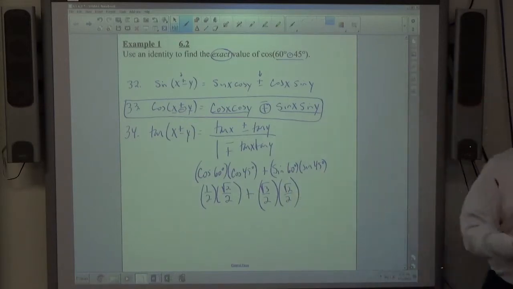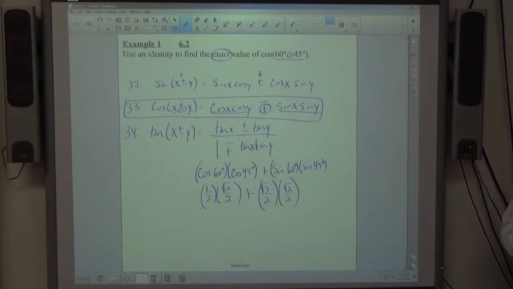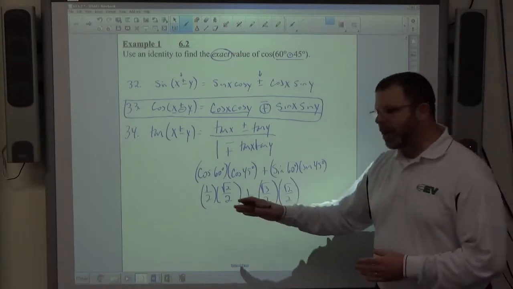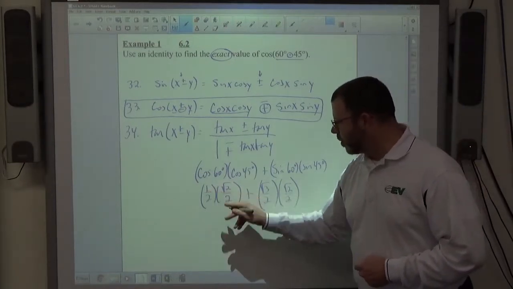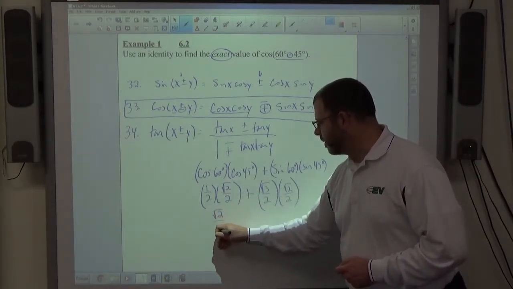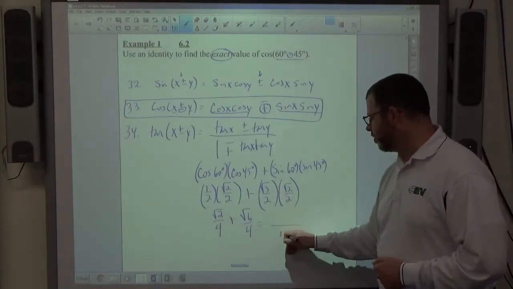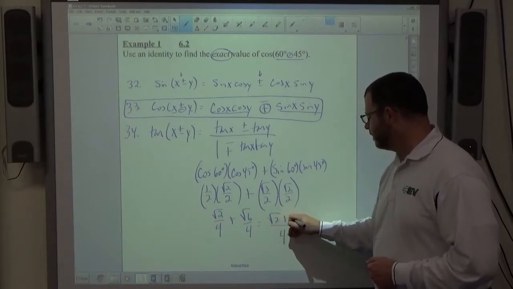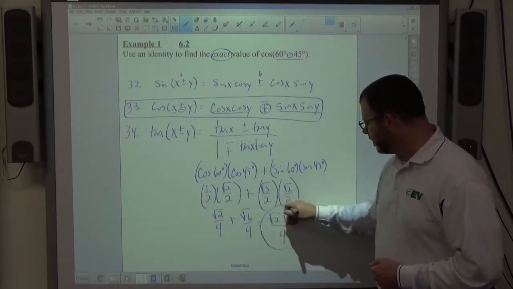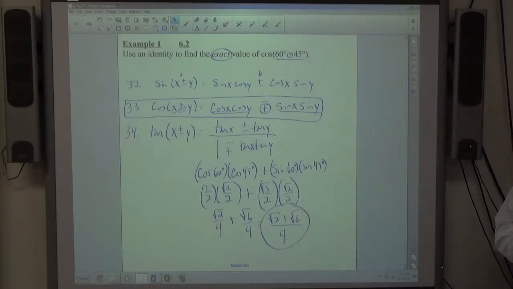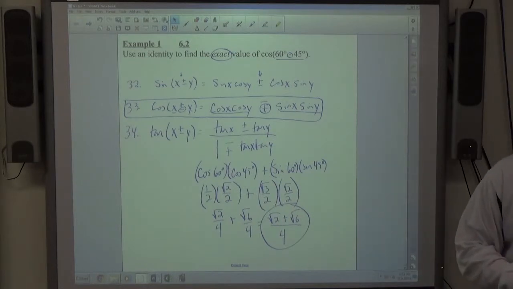So again, each of those has an exact value that we either already have memorized and know, or that we're going to shortly, but we have the ability to look up on the sheet. Then I want to make it into one simple fraction. So square root of 2 over 4 plus the square root of 6 over 4. Common denominator's there, so it's just a matter of putting the top parts together. So the exact value of cosine of 15 is the square root of 2 plus the square root of 6 over 4. And that's what I'm looking for on those problems.